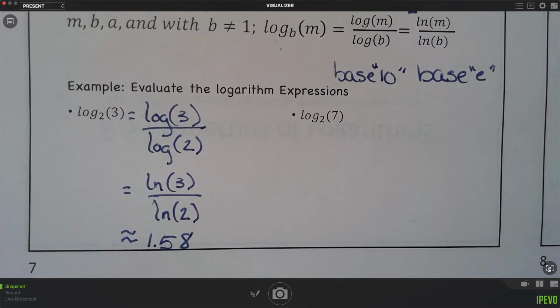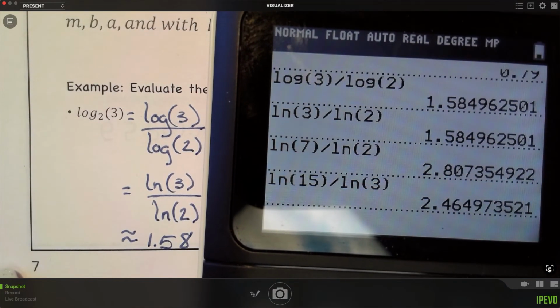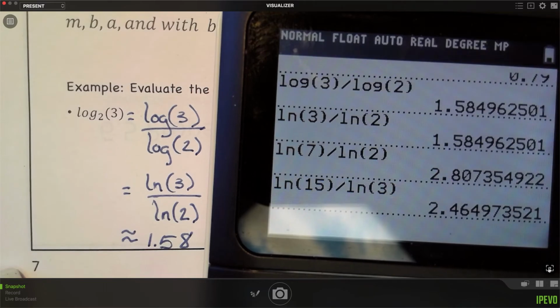Okay, now I want you to do log base 2 of 7 by yourself. And I want you to write it both base 10 and base E. Either one works. If you put them in your calculator, you would get exactly the same thing. I promise you. See? Look, right there. 1.58, 1.58. See that?